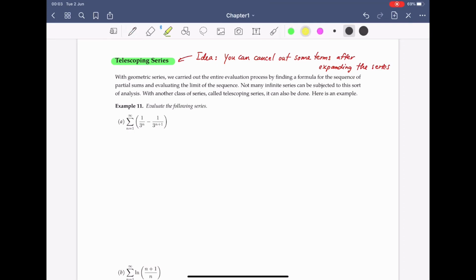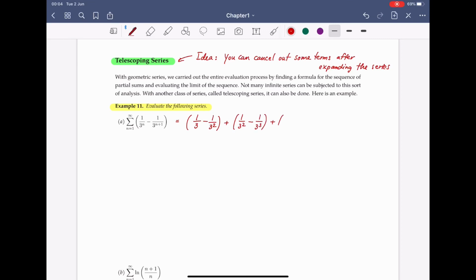So example 11. I want you to evaluate the value of the following series. So part A, I want you to find the summation from n equal to 1 to infinity of 1 over 3 to the n minus 1 over 3 to the n plus 1. So first, let's expand this thing. Once you expand it, you're going to see that the first term is going to be 1 over 3, and then minus 1 over 3 squared. The second term is going to be 1 over 3 squared minus 1 over 3 cubed.